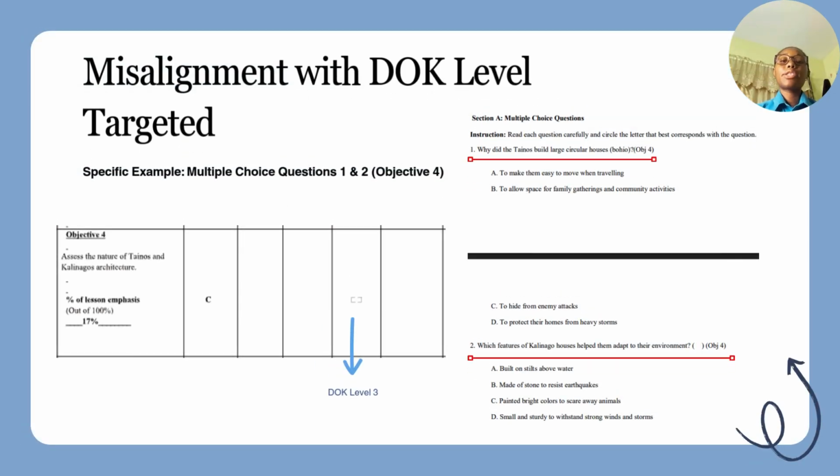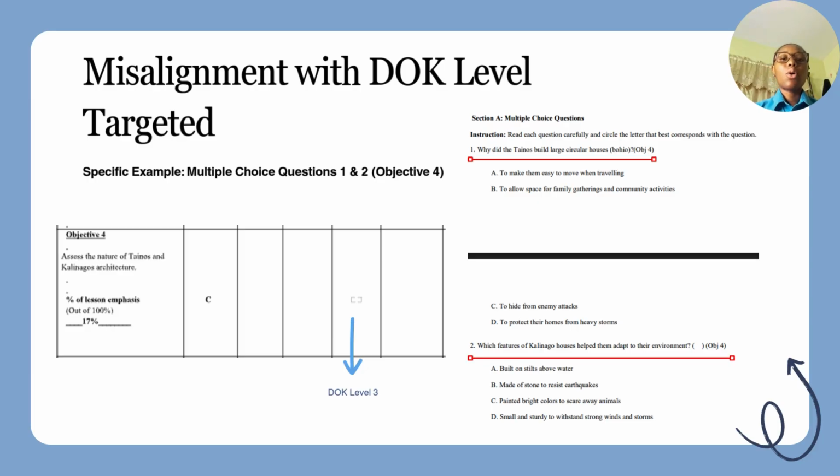Despite this, there was some level of DOK level mismatch. For example, Objective 4. The TOS identifies Objective 4, which is to assess the nature of the Tainos and the Kalinagos agriculture, as requiring a DOK level 3, which is strategic thinking. This level requires students to use reasoning, develop a plan, and draw a conclusion from said evidence. But on the test, items labeled for Objective 4, which is multiple choice questions number 1 and 2, operate at a DOK level 1, which is to recall.